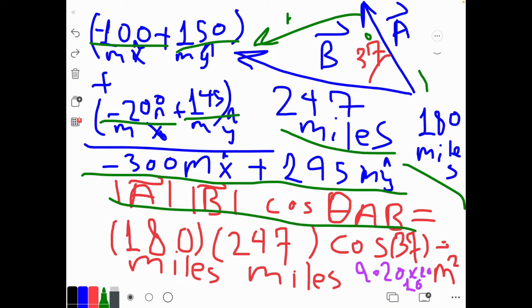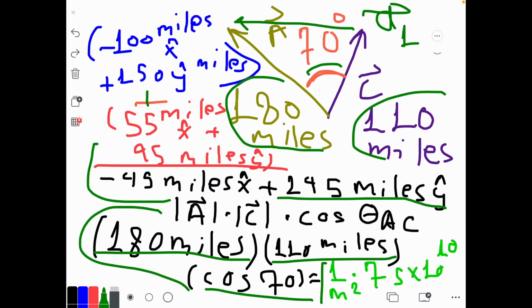So I'm going to use the dot product: 180 times 247 times cosine of 37, which gives square miles 9.20 times 10 to the 10th power. And I just realized a problem, because I reread all the outcomes again. This is a displacement vector, which we get by adding both positions. I also got the dot product because I found the angle. I just went with it. I saw that I actually shouldn't have done that, but anyways, I did it.